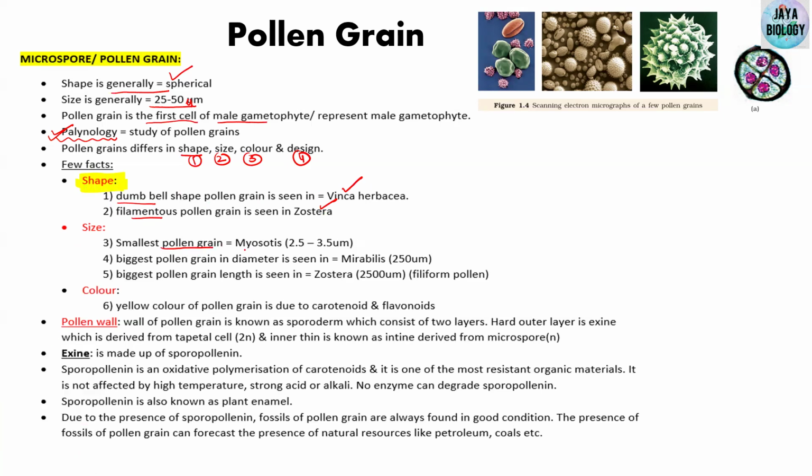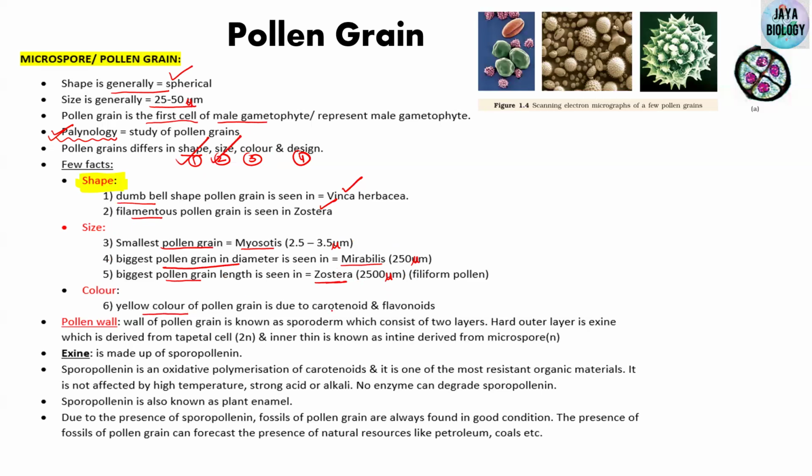Smallest pollen grain is seen in Myosotis. Biggest pollen grain in diameter is seen in Mirabilis, and biggest pollen grain in length is seen in Jostera. All these are in micrometer. Is it clear? This unit you should know. So I think shape is clear, size is clear, and see the color.